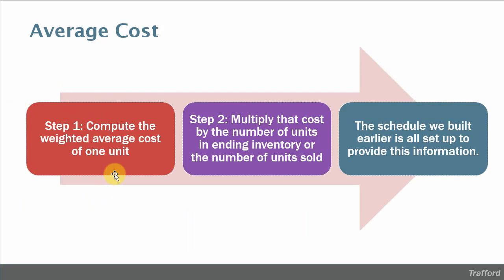You start by computing the weighted average cost of one unit. You multiply that by the number of units in ending inventory if you're trying to compute the cost of ending inventory, or you multiply it by the number of units that were sold if you're trying to compute cost of goods sold. And as I said before, to do this computation, you just need to look at the schedule that we set up already. Let's do that now.